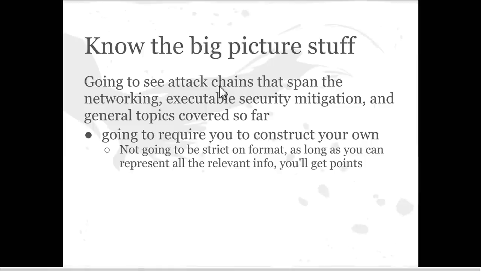You're going to see some questions on attack chains. I'll give you a small scenario and have you draw me an attack chain. As long as you represent all the information, it's fine. I'm not going to be strict on any format. Attack chains are very common in the security world, and it's probably the most common way to explain how this 0-day worked or how this latest exploit works.